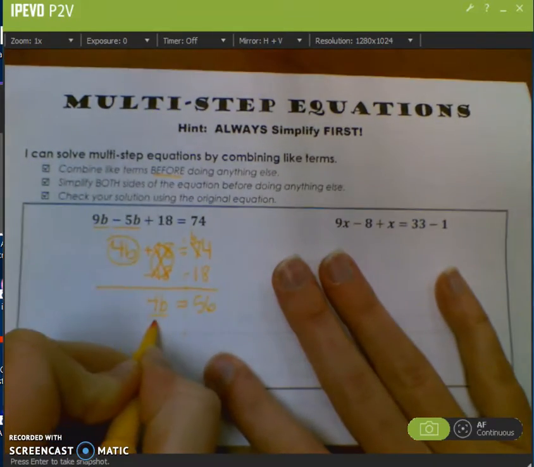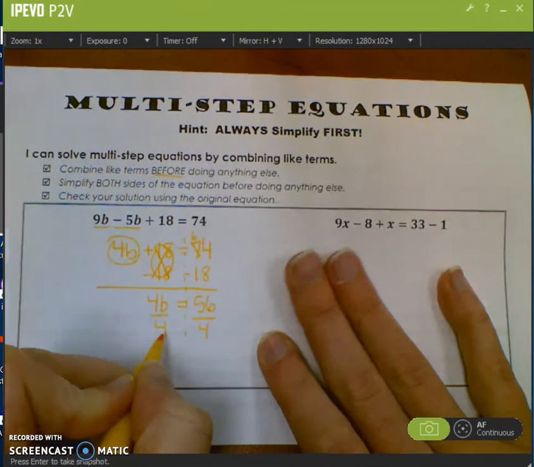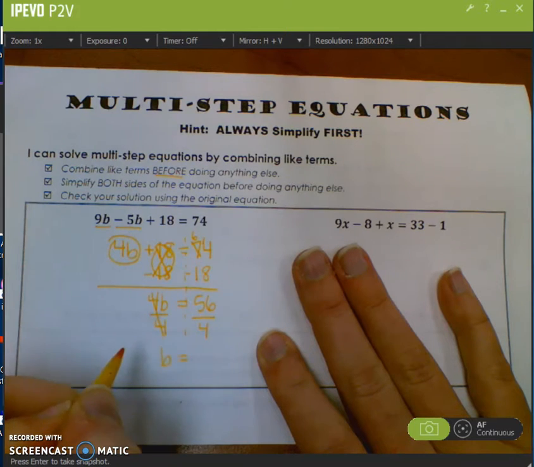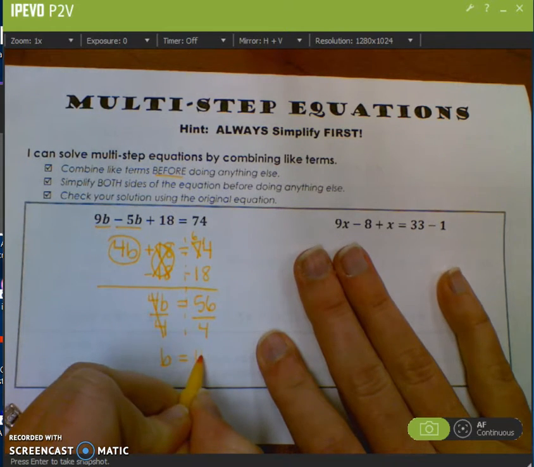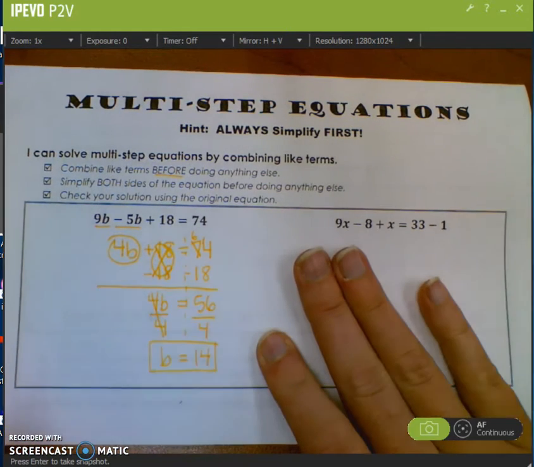And now I'm just trying to isolate my variable. So I'm going to divide both sides by 4. The inverse of multiplying b times 4 is dividing by 4. 4 divided by 4 is 1, which leaves me with 1b. And 56 divided by 4 is 14. And so b equals 14. I can always go back and check my answer up here by plugging this in.